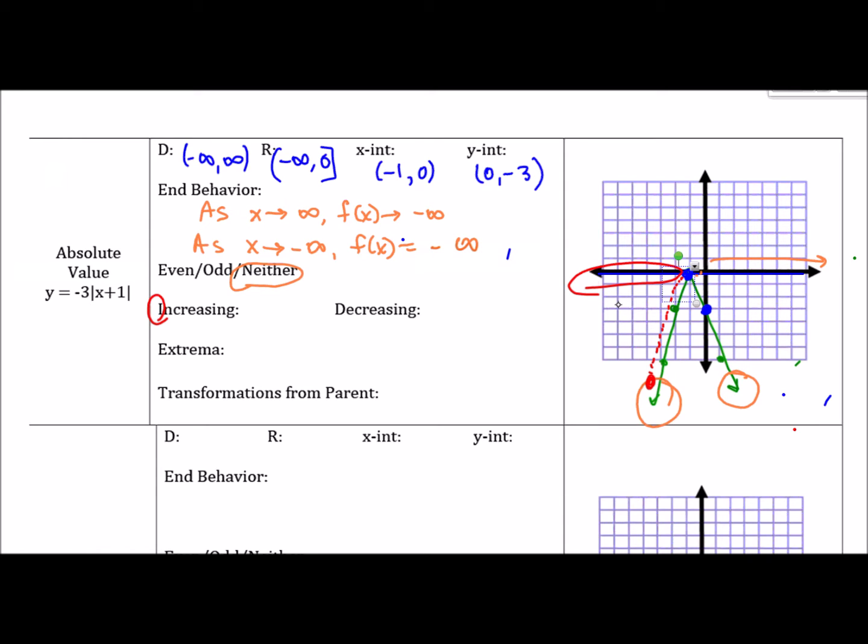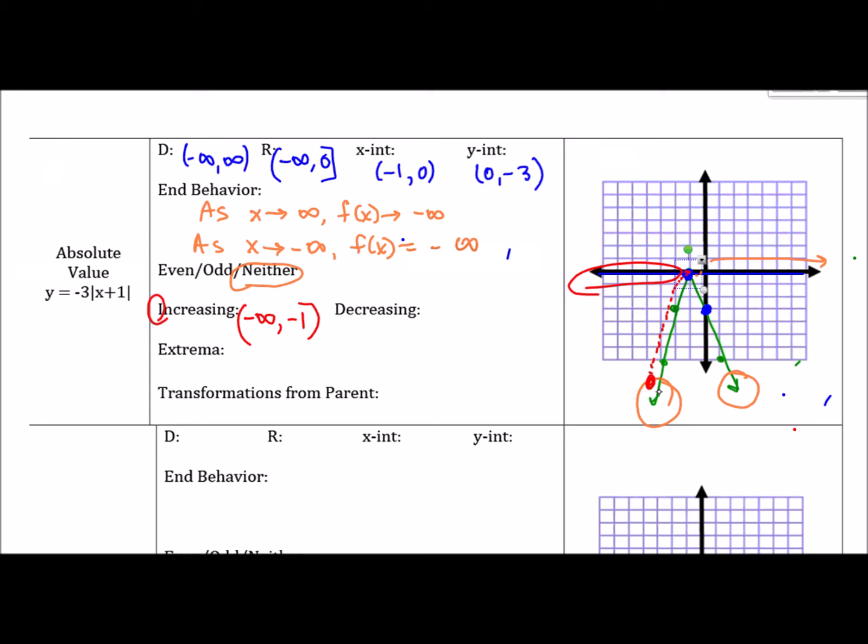So how far left does it go? -infinity, comma, how far does it go up to here? Well, it goes right there to that x value, which is where it changes course. And that was at -1. Parentheses always for increasing and decreasing.